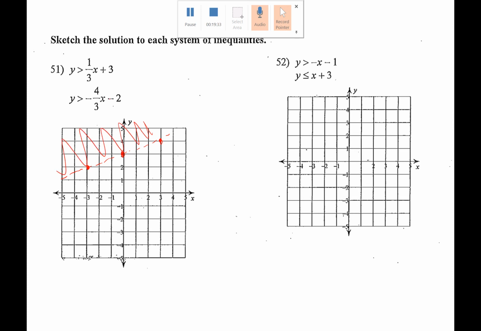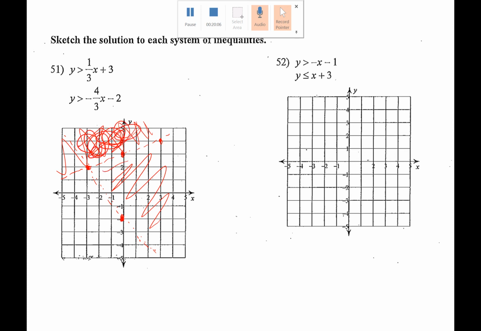The next one though, I have negative 2 as my y-intercept, and I go down 4 and to the right 3. So 1, 2, 3, and I'm actually going to run off the graph here, so I'm actually going to go up 4, 1, 2, 3, 4, and to the left 3, 1, 2, 3. This one is a dotted line as well, and still greater than. So I would be shading in everything bigger than that, but essentially it's going to overlap in this section right here.